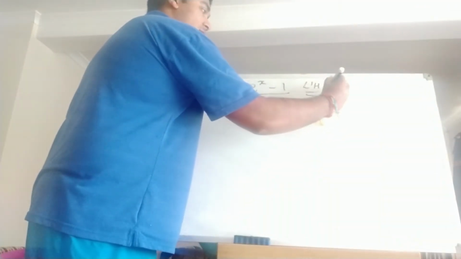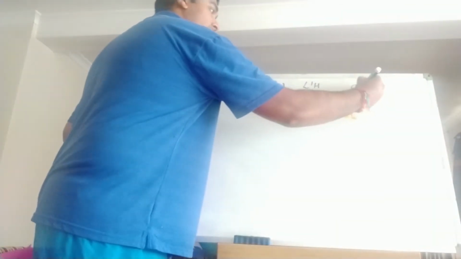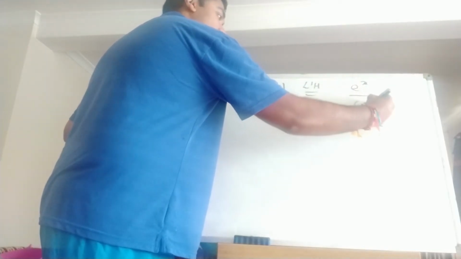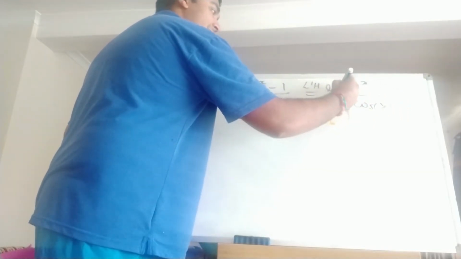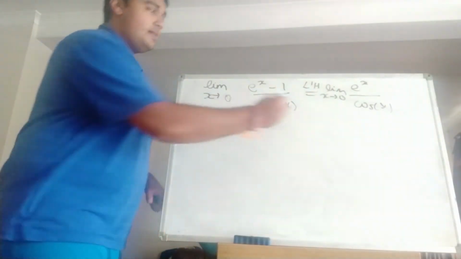So when we differentiate the top, we just get e to the x. And when we differentiate the bottom, we get cosine of x. And of course, don't forget the limit as x goes to 0, like so. And this thing here, we can evaluate because e to the 0 is just 1, and cosine of 0 is just 1. So it's 1 over 1, which is 1.